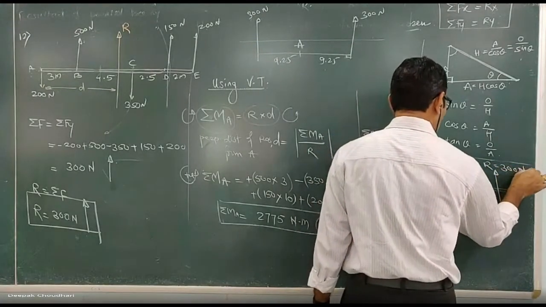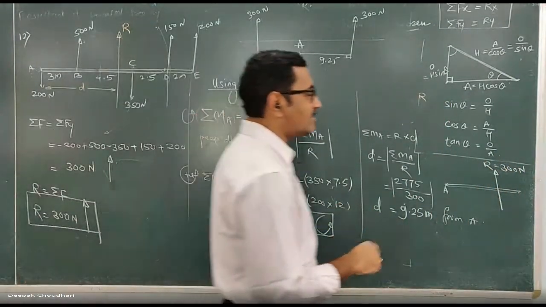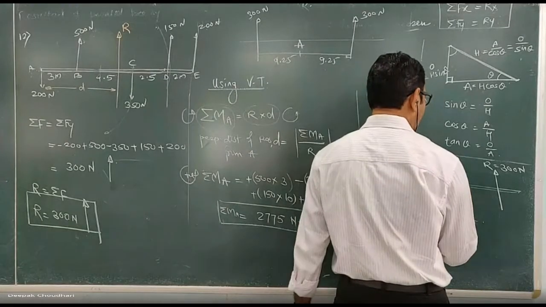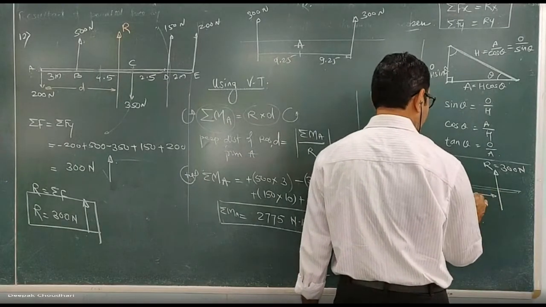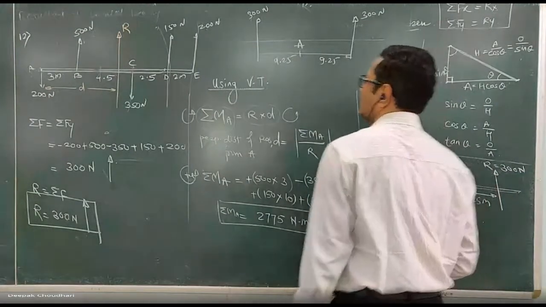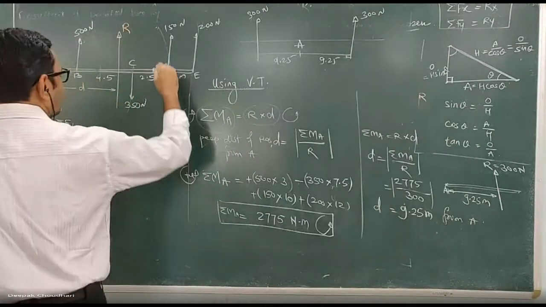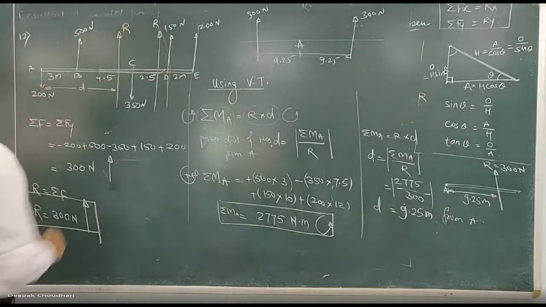Okay, here you have to use the logic. If all forces are producing the anti-clockwise moment, the resultant must produce the anti-clockwise moment, and to produce that anti-clockwise moment and act upward, it has to be on the right-hand side, at a distance of 9.25 meter from A. Means the resultant of this force system will be somewhere here.